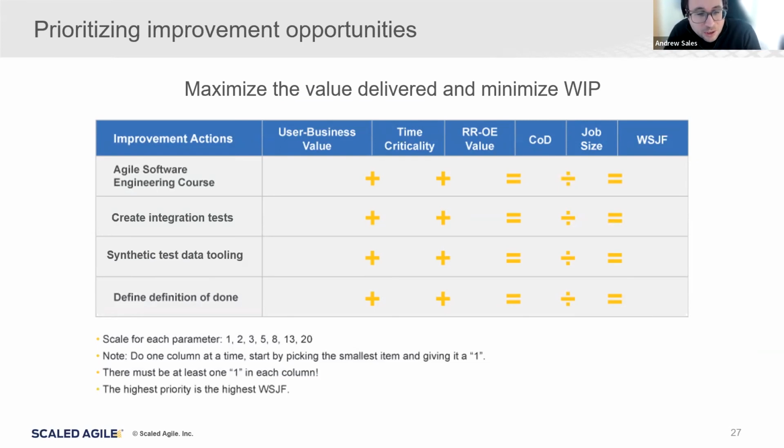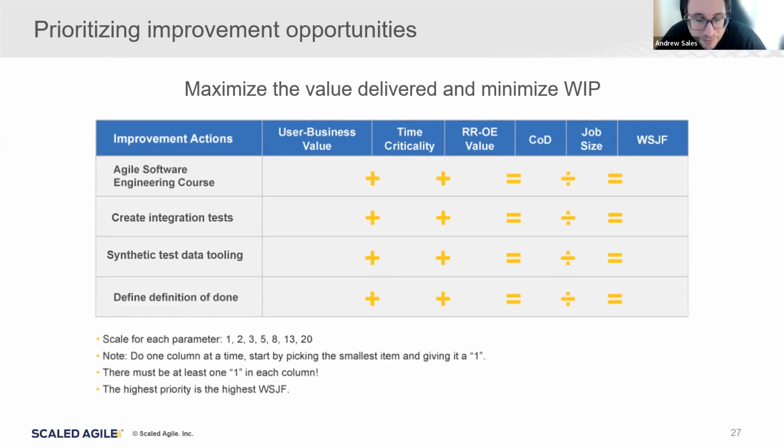So for all these potential improvement items, we can ask ourselves which ones deliver the most value to the business or potentially to the end customer, which ones are most time critical, and which ones potentially reduce risk the most to provide the greatest future opportunities. And by summing those things together on a relative scale, that's going to give us an understanding of our cost of delay. In other words, the value that we'd lose by not doing this.